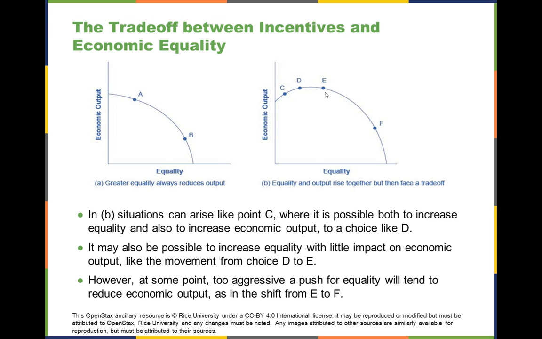So when it's more convex like this, you can see that as we go up in output to point D, we're also moving outward in equality as well. Point E has just about the same level of output, and so moving out to point E doesn't necessarily harm the output while introducing more equality. It may also be possible to increase equality with little impact on economic output, like the movement from D to E. However, at some point, too aggressive a push for equality will tend to reduce the economic output, as in the shift from E to F.